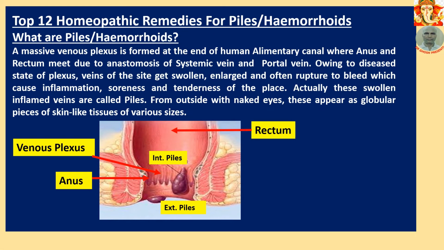Top 12 Homeopathic Remedies for Piles or Hemorrhoids. Hemorrhoids, spelling H-A-E or H-E, both will do. What is piles or hemorrhoids?